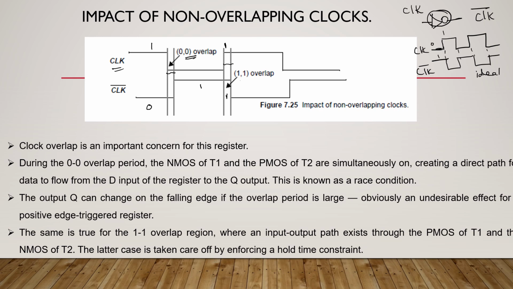So this is called 1-1 overlap, right? I already told you, if you want to make the master-slave concept, we are using the clock and the clock bar, because if one latch is in the transparent mode, the other must be in the hold mode. That is the master-slave concept. So that's why we are using the clock signal.